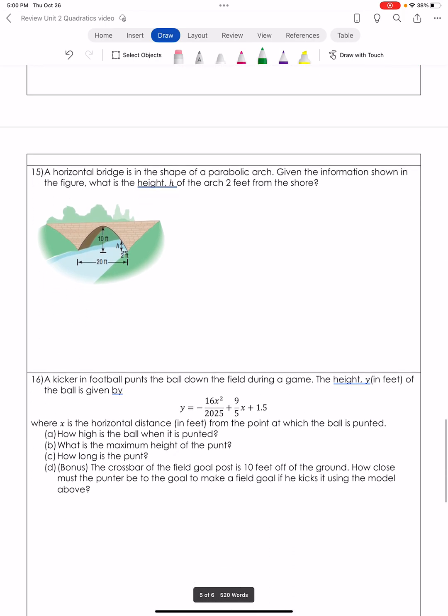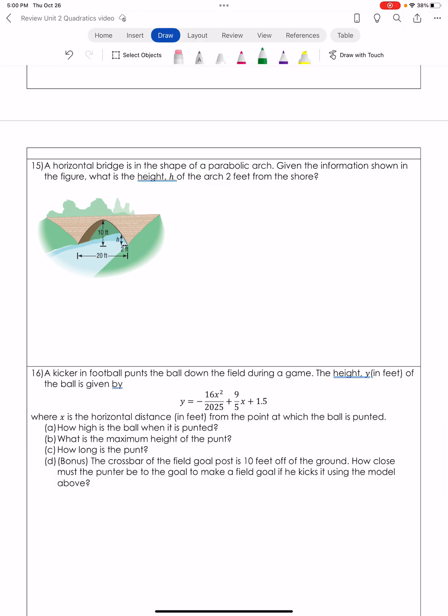Okay, number 15, a horizontal bridge in the shape of a parabolic arch. Given the information shown in the figure, what's the height of the arch 2 feet from the shore? When you look at this, see, this is so nice in color. If you put your coordinate plane here, I know the y value of my vertex is going to be 10. I know this has to be 10, and that has to be 10, those two distances, because I know across is 20. So I know that my equation is going to be y equals a times x minus 10 squared plus 10.